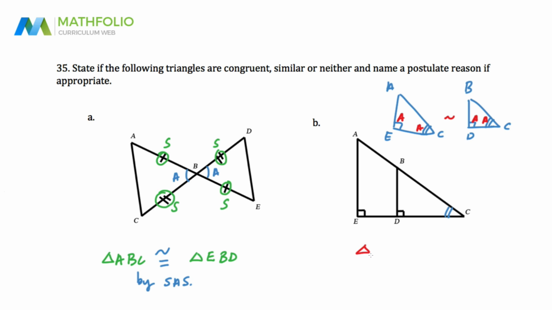So triangle AEC, so we go from here to here to here, is similar to triangle BDC, so we're following the same pattern. BDC, so we went from no named angle to 90 to two strokes, to two arcs. We did the same, no name to 90 to two strokes, and the reason for this is by angle-angle.